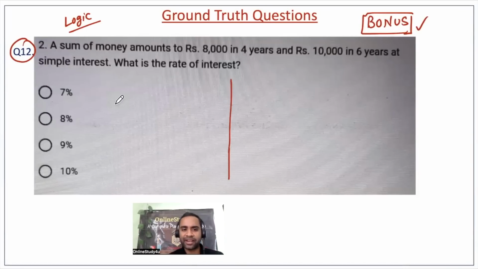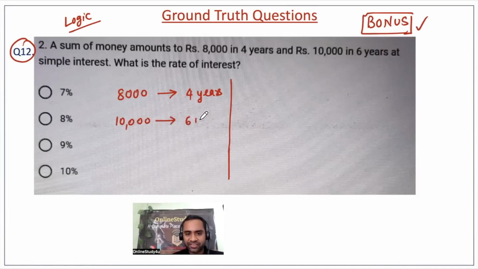Now friends, a sum of money amounts to rupees 8,000 in 4 years, and 10,000 in 6 years, at simple interest. So basically you have to find the rate of interest. Now I want to ask you one question. 8,000 is becoming 10,000. How? Some magic is happening? No, definitely you are getting interest, right?